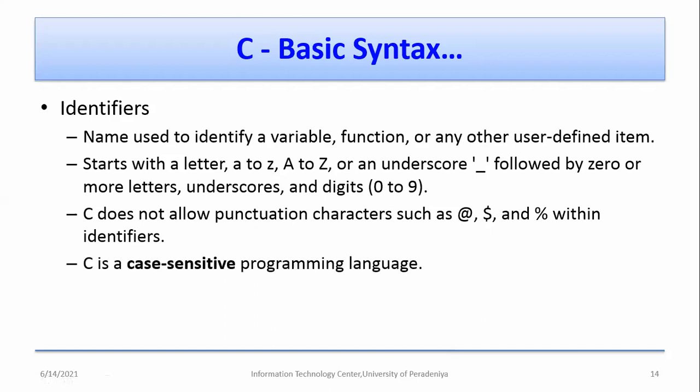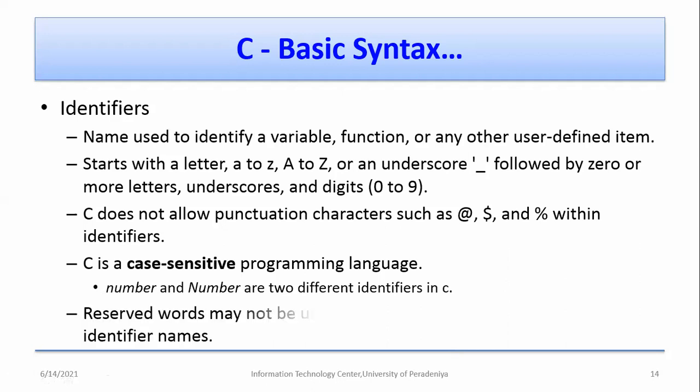So C is case sensitive. Case sensitive means once you say number like this, that is n starting from lowercase, and here if you use n from the uppercase, in C programming these two are treated as two different identifiers, because C is case sensitive. They consider the case. Here the case is uppercase, here the case is lowercase. So therefore, they take these two as different.